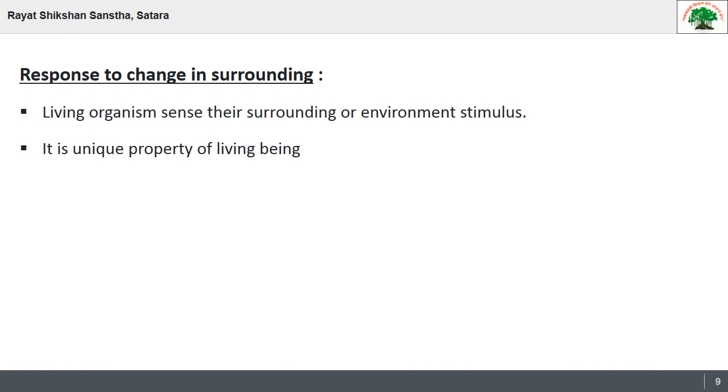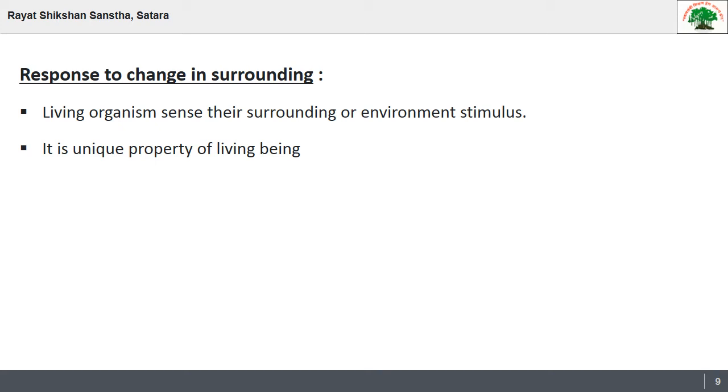Response to change in surroundings. Again, it is an important principle of life. Actually, it is a very important or unique property of living beings. When there is a change in temperature, our body feels those changes. For example, in winter season we feel cold, in summer season we feel warm. This is because our body gives a response to that particular stimulus getting from the environment. Means we respond to change in surroundings. That's why this is a very important or unique property of a living being.